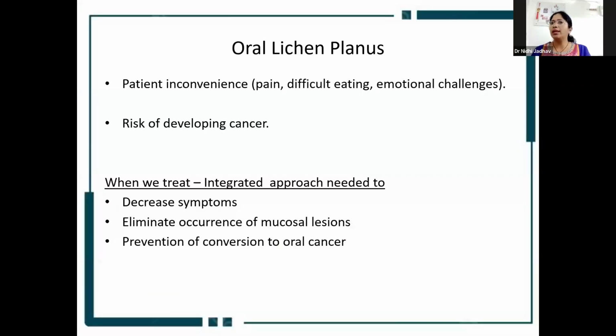When we talk about oral lichen planus, most of the time when the patient comes, he comes with a complaint of pain, difficulty in eating, and the emotional challenges related to the fear in his mind that he might develop cancer at some stage, or whether the presently seen lesion is a cancerous lesion. So when we are treating such a case, we need an integrated approach so that we are able to decrease the patient's symptoms of pain and discomfort.